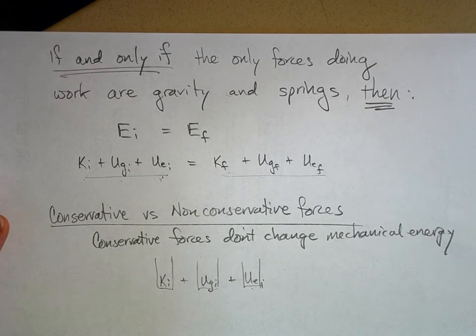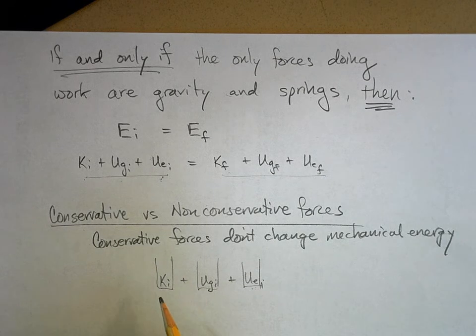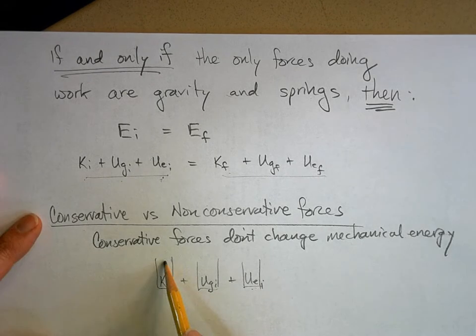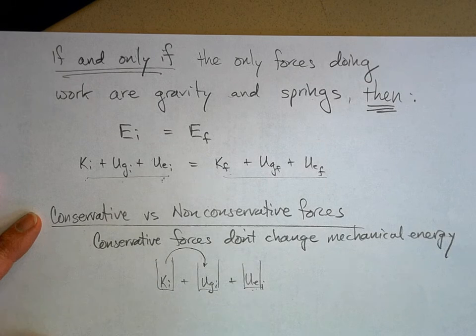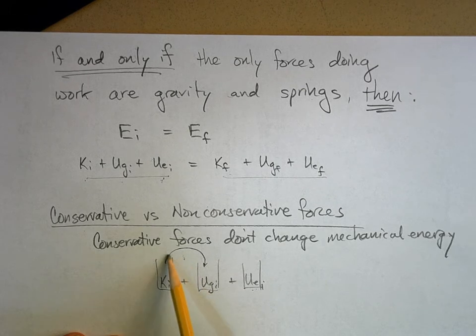If you have a conservative force, what a conservative force does is, let's say you're coasting up a hill. What's slowing you down? Well, a component of gravity is slowing you down. As you go up, you lose kinetic energy, but you gain gravitational potential energy. So this is the work done by gravity. This arrow represents a transfer of energy from one container into another.